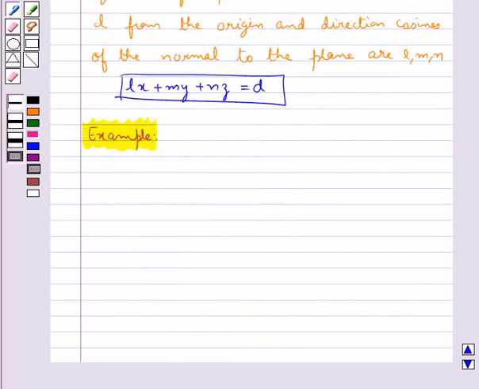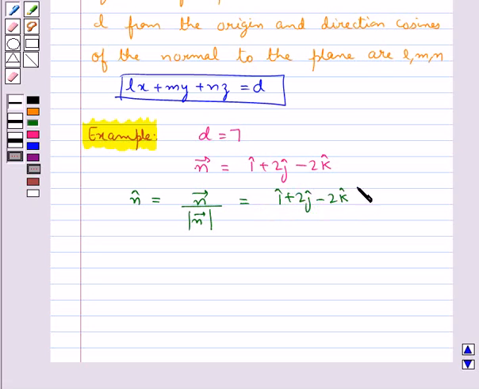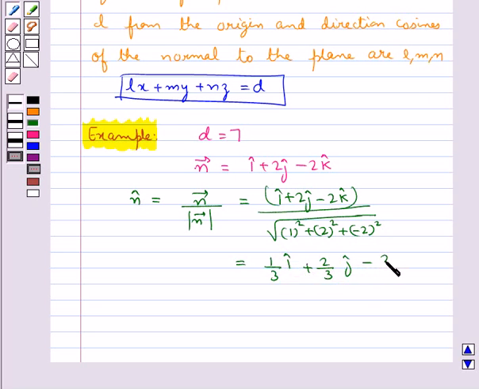We need to find the vector equation of a plane which is at a distance of 7 units, that is, we have d equal to 7 from the origin, and which is normal to the vector n equal to i cap plus 2j cap minus 2k cap. Now n cap is equal to vector n upon magnitude of vector n, that is equal to i cap plus 2j cap minus 2k cap upon square root of 1 square plus 2 square plus minus 2 square, and so that is equal to 1 upon 3 i cap plus 2 upon 3 j cap minus 2 upon 3 k cap.